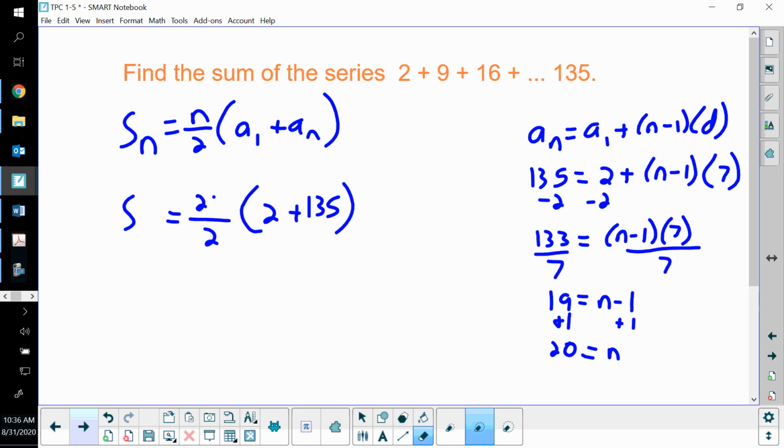So we can just fill that in over here, punch it in our calculator, and we get 1370. So a good rule of thumb is when you're doing an arithmetic series formula, if you find that you don't know something, go and do the arithmetic sequence formula that's on your reference sheet, and that should find it for you.